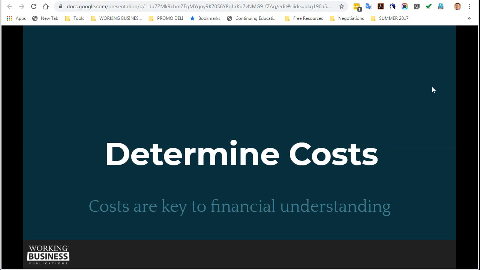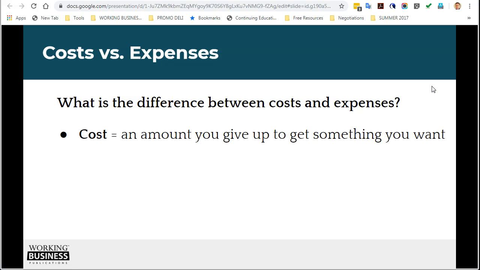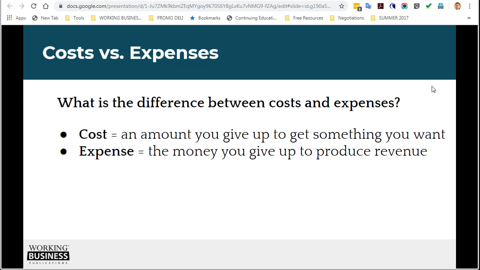Determining costs. Costs are key to financial understanding. What is the difference between costs and expenses? Cost is an amount you give up to get something you want, whereas expense is the actual money you pay, the actual money you give up to produce revenue. So this may seem like they mean exactly the same thing, but there's a key difference.